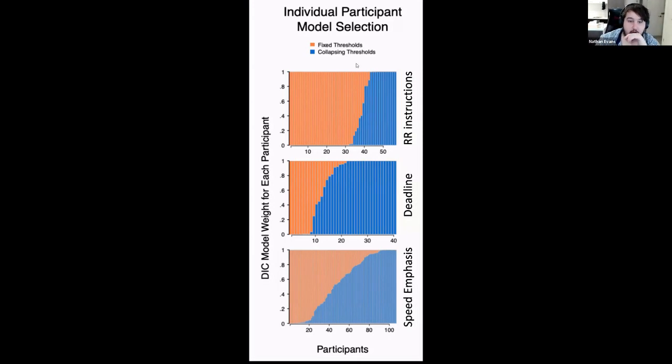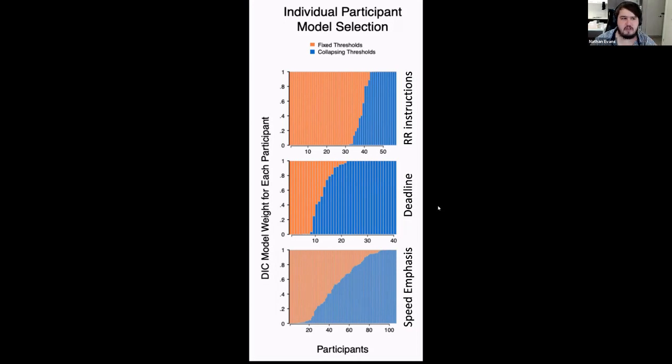Now these plots are comparing two different theoretical models, a collapsing thresholds model that has the collapse in it, or a fixed thresholds model that doesn't allow for that. And essentially you see a different pattern across studies. So if you tell people to maximize reward rate to be as efficient as possible, they still seem to mostly adopt fixed thresholds. If you give people a deadline, they instead seem to mostly adopt collapsing thresholds. And if you give people speed emphasis, which is a throwback to the previous study I talked about, then it seems to be mixed between fixed and collapsing thresholds.